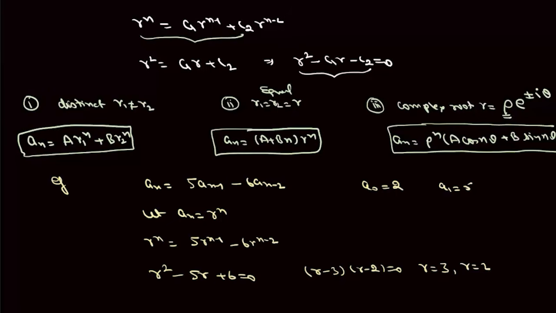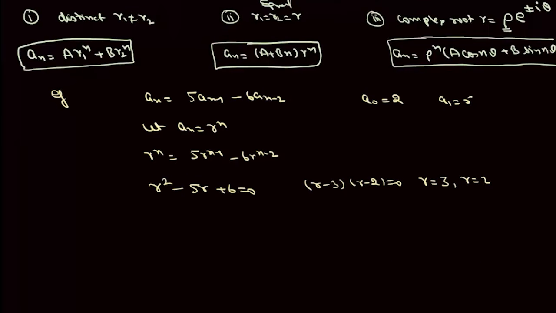Now when the roots are real and distinct, a_n is a r1 to the power n plus b r2 to the power n. So here, it could be expressed as a times 2 to the power n plus b times 3 to the power n. Now we are given initial values so that we can find the values of a and b. So when n is 0, a0 is 2, so this is 2 and it will be a plus b.